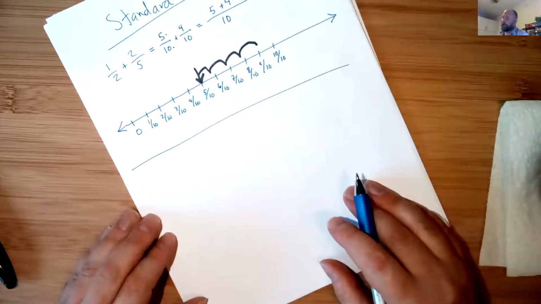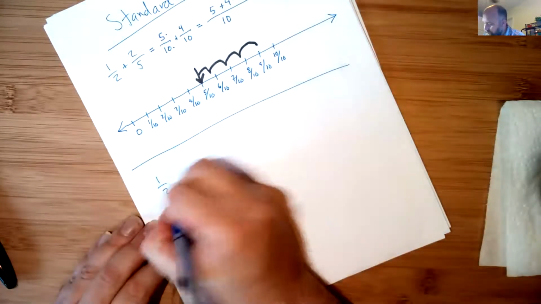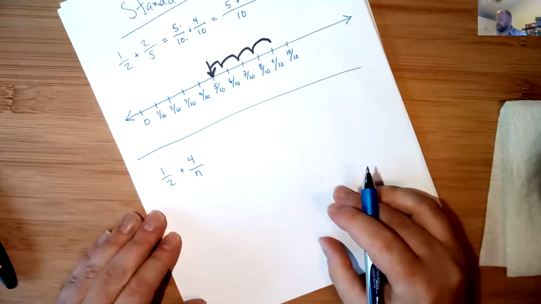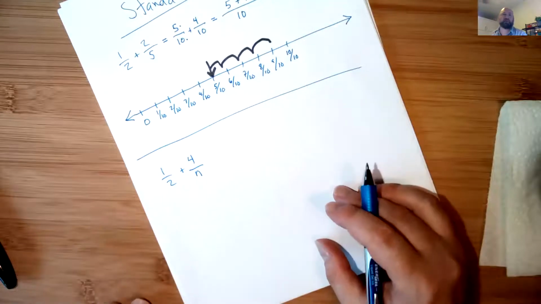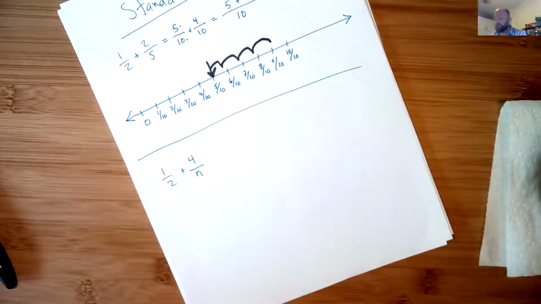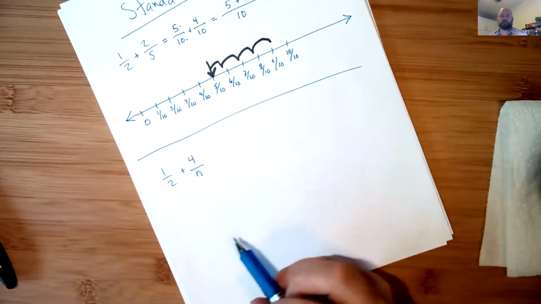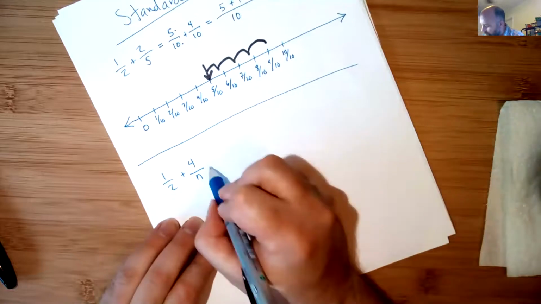Now, suppose I don't know what one of the denominators is. One half plus 4 over n. N is some positive whole number, but I do not know what it is. Well, that's okay. Let's just use our fundamental fact of fraction pairs to put these two fractions on the same scale. We will use the product of the denominators as the common denominator.